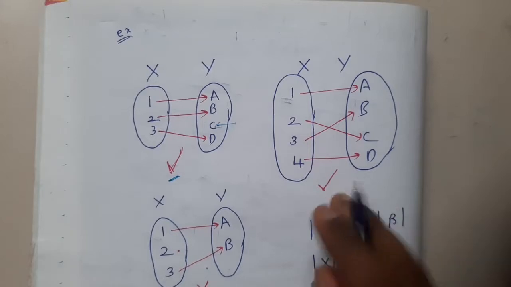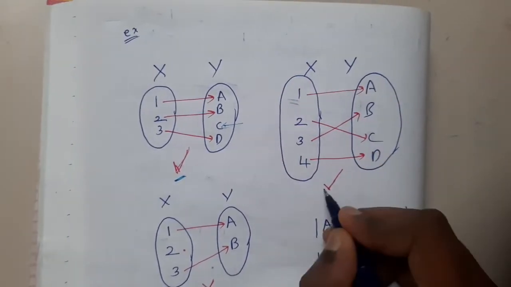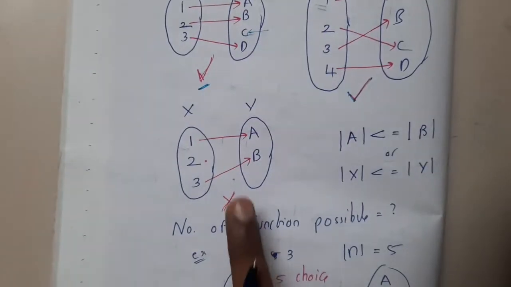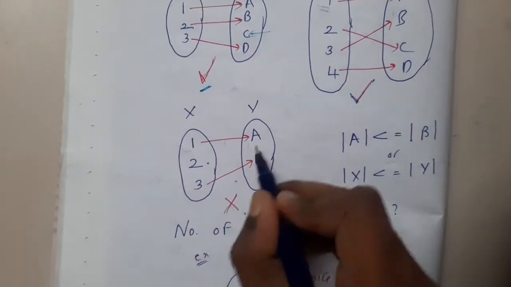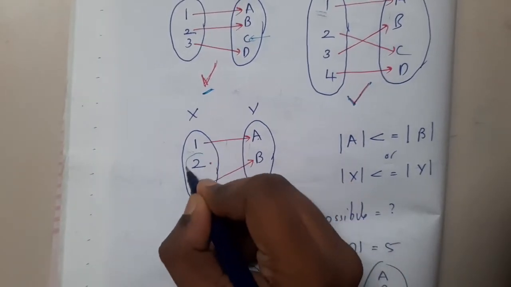Similarly, moving on to the second example, here everyone is mapped equally. There are 4 elements here and 4 elements here, so there is no issue. When it comes to the third example, there are 3 elements here and 2 elements here. 1 is mapped to A and 3 is mapped to B, but 2 is left out solo.